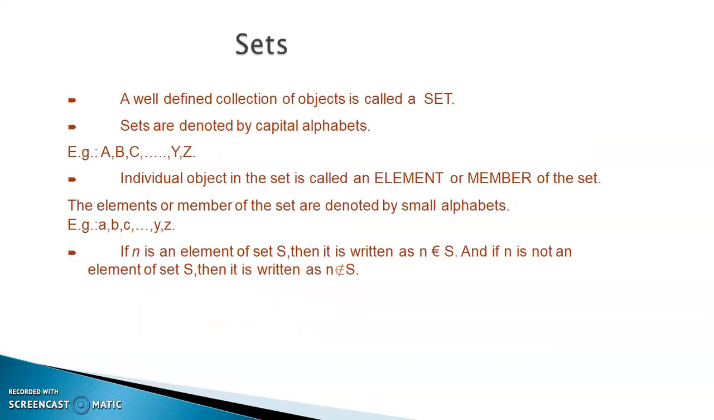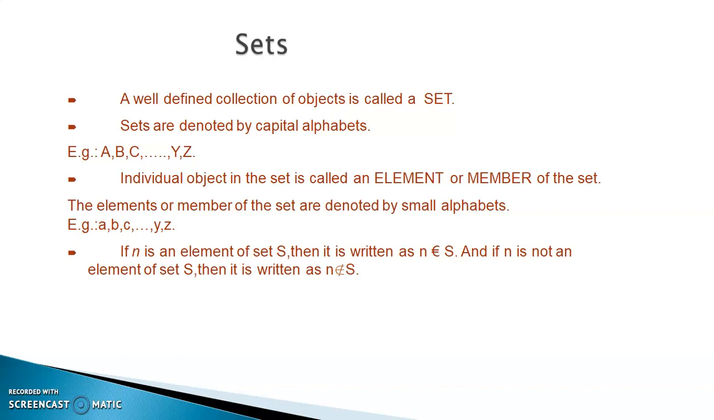Now let's study the actual definition of set. A well-defined collection of objects is called a set. If we can definitely and clearly decide the objects of a given collection, then that collection is called a set. Generally, the name of the set is given using capital letters A to Z. An individual object in the set is called an element or member of the set. The elements or members of the set are denoted by small alphabets.